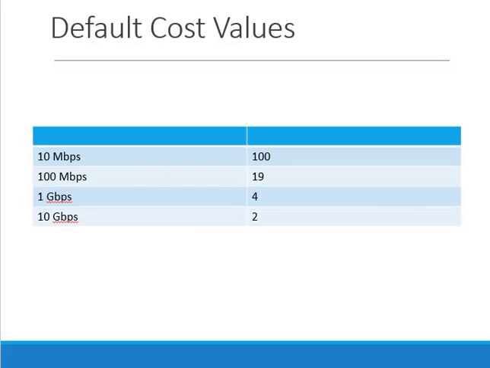So some of the defaults: at 10 megabits per second the default cost is 100. 100 megabits per second is 19. 1 gigabit, which is what our links will be, the default cost is 4, and for 10 gigabits it's 2, using this method. So let's go ahead and see how it turns out and see if we can figure out which of our switches in the topology will be the root bridge, which interfaces will be root ports, which interfaces will be designated ports, and lastly the rest will be blocking.